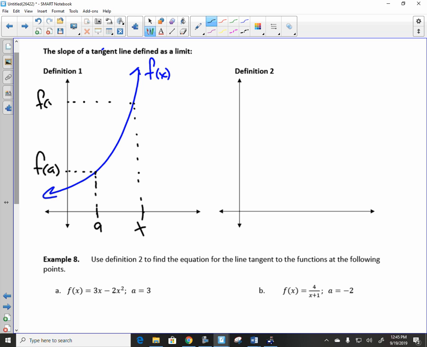F of x. We said if you want to find the slope of the line tangent, then first consider the slope of the secant line. So we used the quotient f of x minus f of a over x minus a. That gives us the slope of the secant line. Slope, super easy. Y sub 2 minus y sub 1 over x sub 2 minus x sub 1. But how did we end up finding the slope of the tangent line? What did we do? There's something missing here.